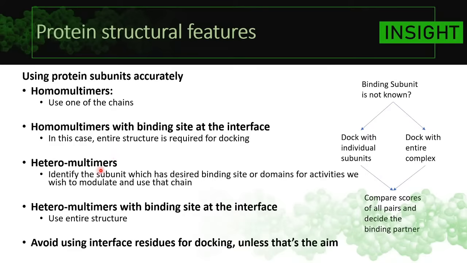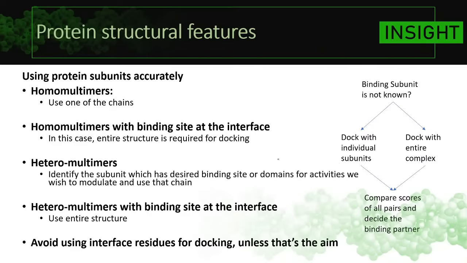Similarly, for heteromultimers, if you already know which subunit is your binding partner or target, you can separate that out and use it for docking. If you don't have an idea about it, you can use all of them. How to find such cases, very quickly we'll see, and let's go to the practical.